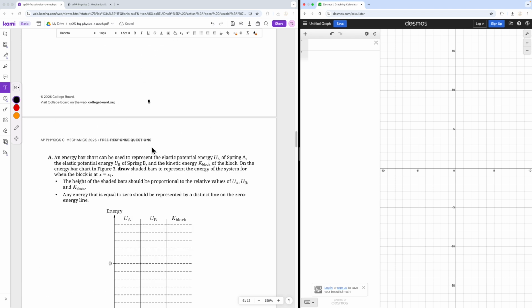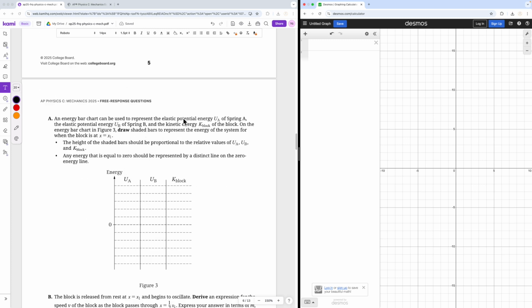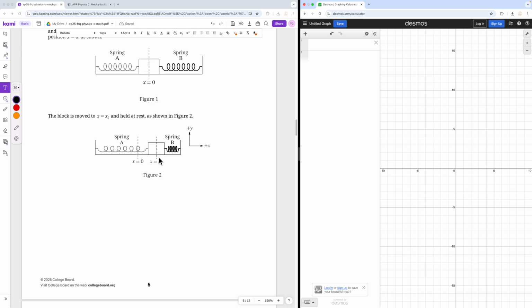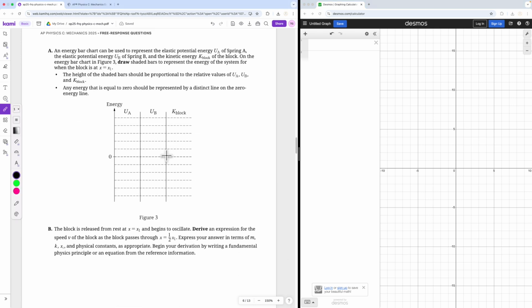Okay, so what do we have to do here? We have to fill in this energy bar chart, and UA represents the elastic potential energy of spring A, UB represents the elastic potential energy of spring B, and K block represents the kinetic energy. And we have to draw on the shaded bars. Well, here's the easiest one. K block is being held at rest. There is no kinetic energy. So this is just going to be a flat 0.